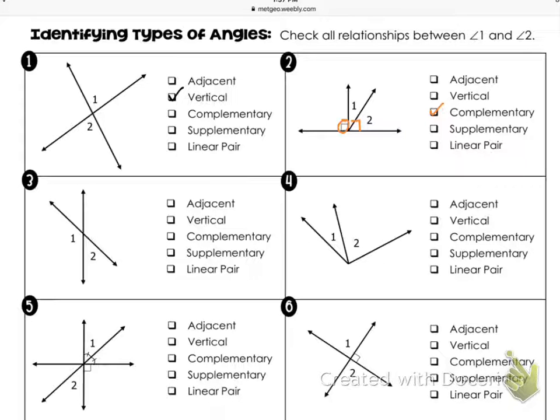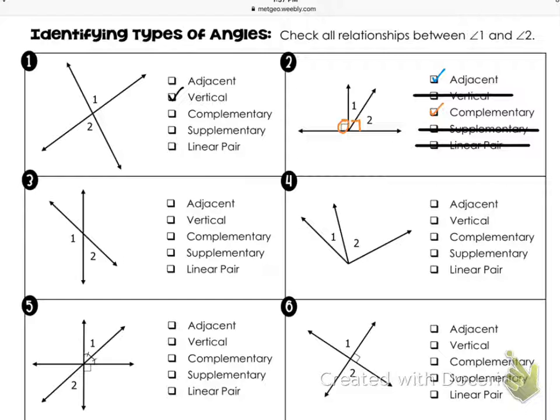Okay, is there anything else? Are these adjacent to each other, are 1 and 2 right next to each other? And yes, they are. So adjacent angles are also going to work. Are these angles vertical? No, they're not. Are they supplementary? Well, if they're complementary, they can't also be supplementary. And if they're not supplementary, they can't be a linear pair. So we just have adjacent and complementary in this example. Okay, for number 3.